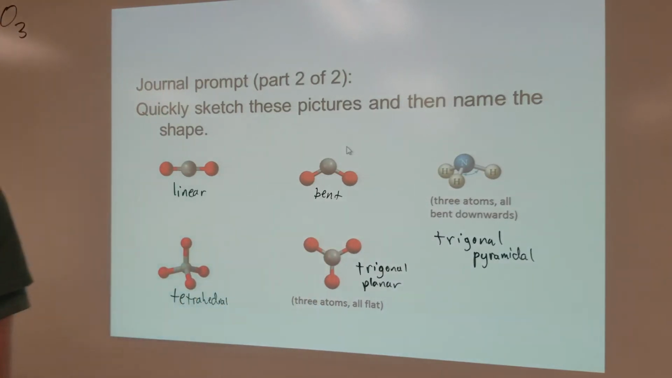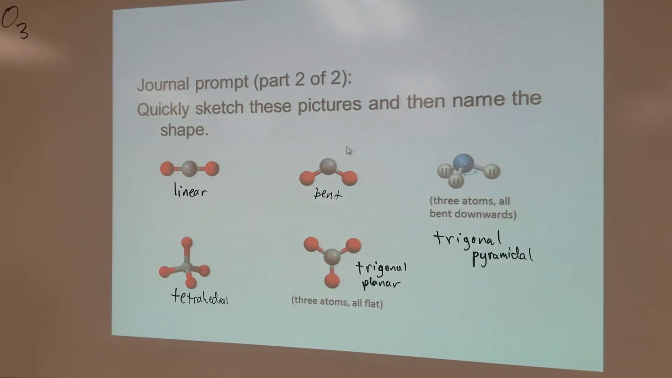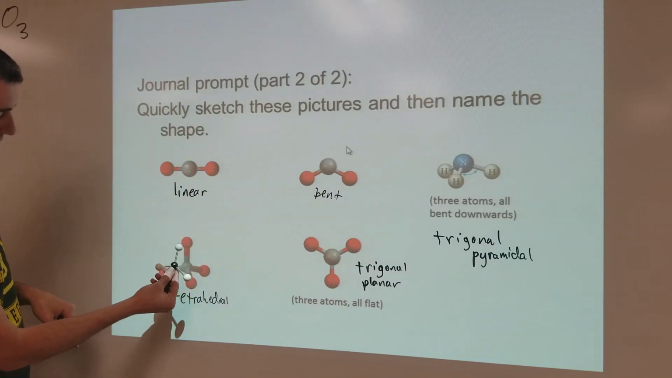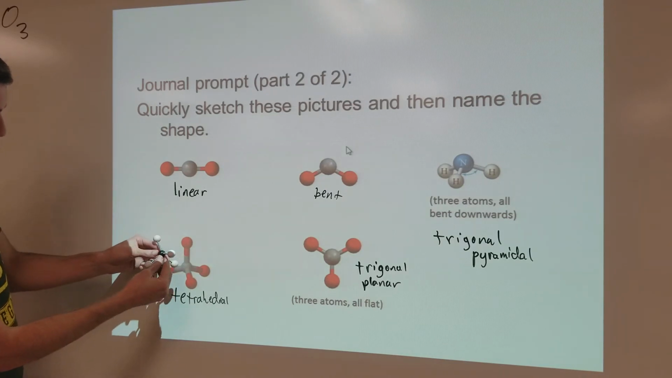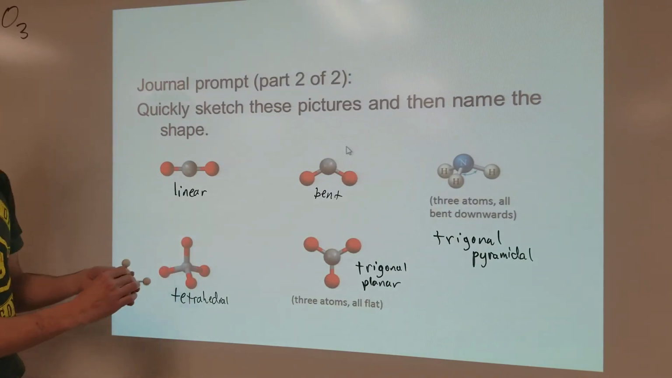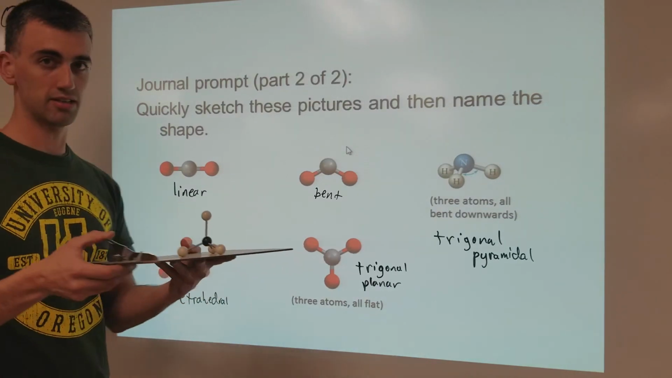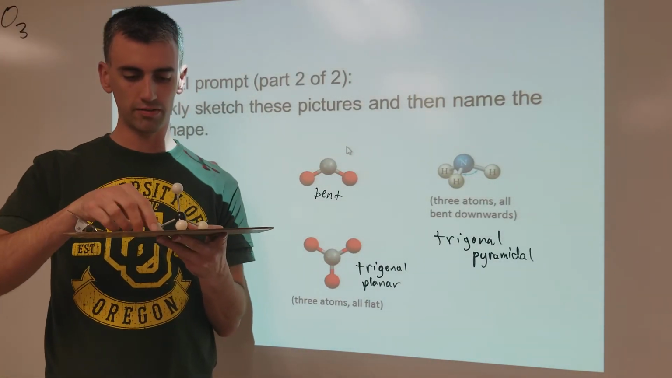And finally, I can end with tetrahedral. Here's a model of tetrahedral. Tetrahedral is just a shape where you have 4 atoms coming off of a central atom. So this is tetrahedral. And the thing about tetrahedral, let's see if I can find a convenient surface to use, is that a tetrahedral shape does not change regardless of its orientation.